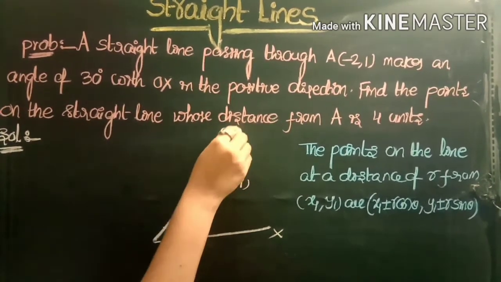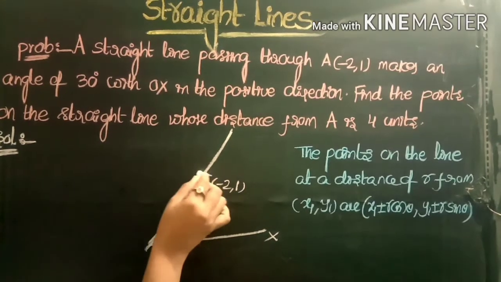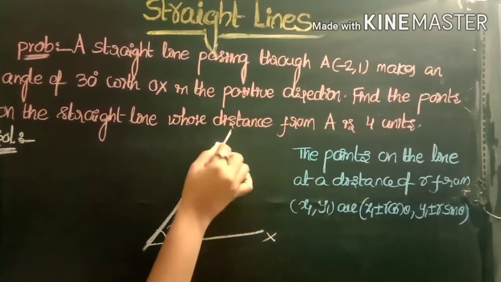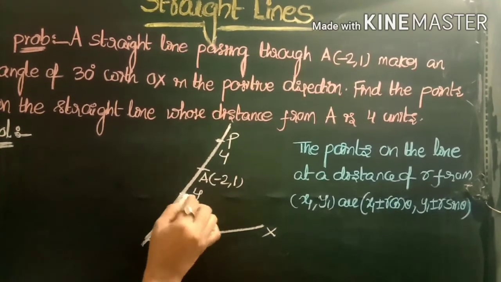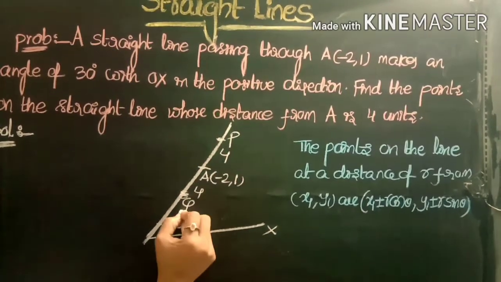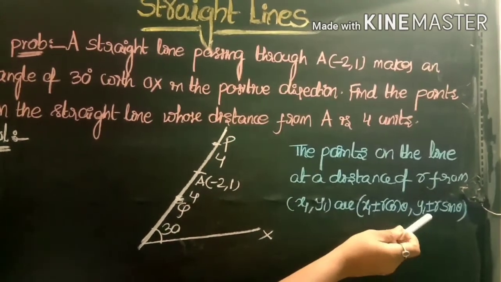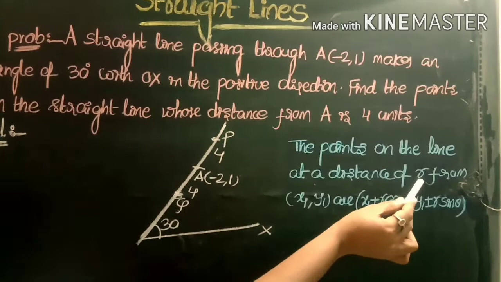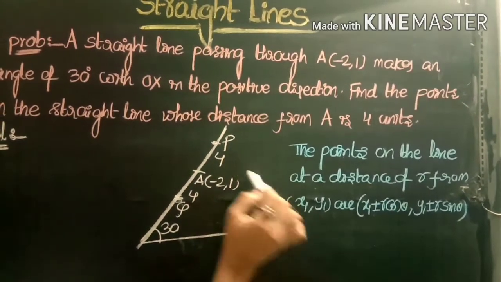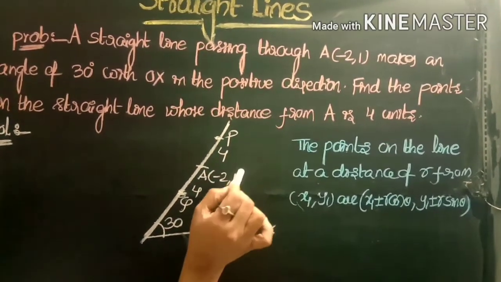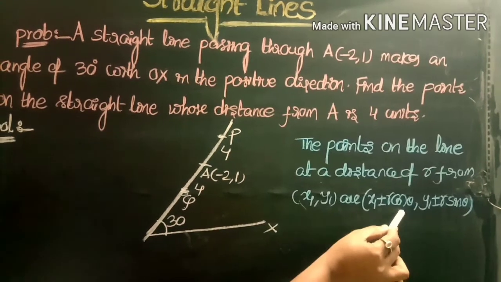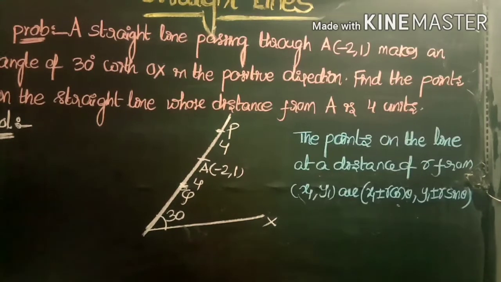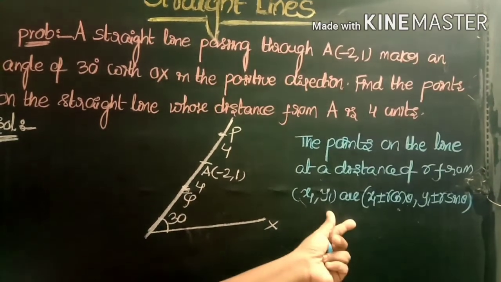Now we want to find the points on this line which are at a distance of 4 units from this point. We want to find these two points, P and Q. The formula for finding these two points is (x1 + r cos theta, y1 + r sin theta), the points on the line at a distance of r units from (x1, y1), here 4 units from (-2, 1), where theta is the angle made by the line with the x-axis. By applying this formula, we find the points.